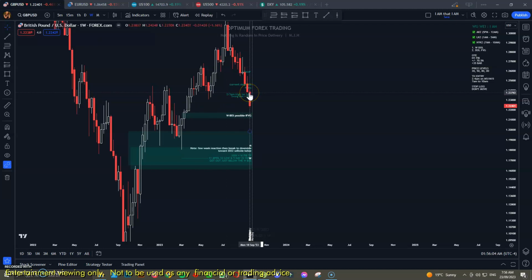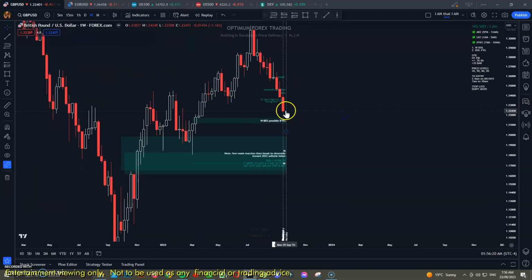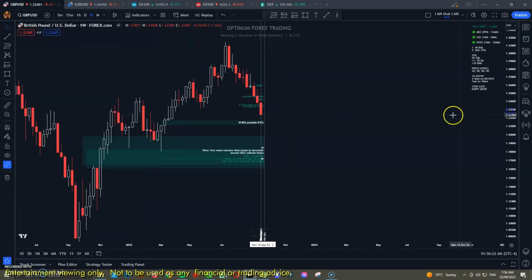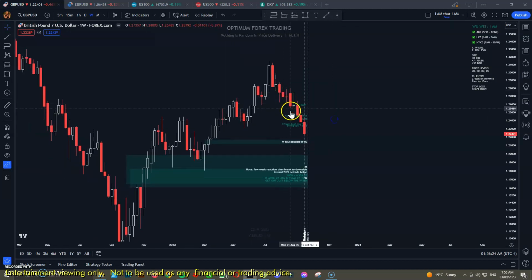So I am presuming that price is on its way to reprice this BC. And if it trades below it, it could be going for this level that I indicated on the monthly. I am, however, mindful that we are approaching the final week of September.